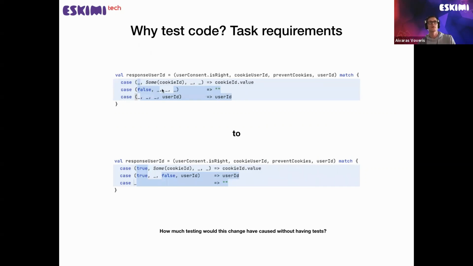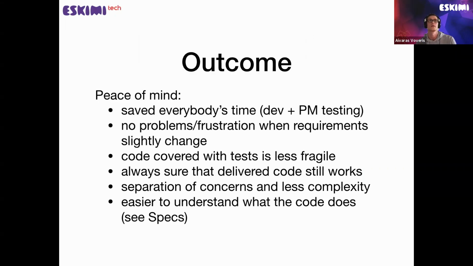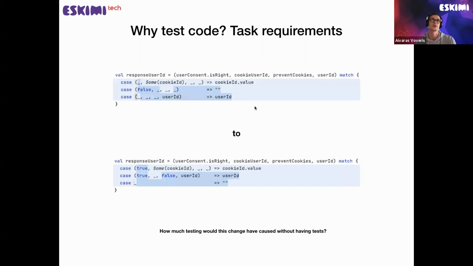As you see, the whole case matching changed. If there were no tests, how much testing would this change have caused? It's not that we just changed one if. We changed at least 4 things. We changed the order in which we handle cases. That would mean we would have to retest everything manually: send requests with content, without content, with cookies, without cookies, and test it all again.